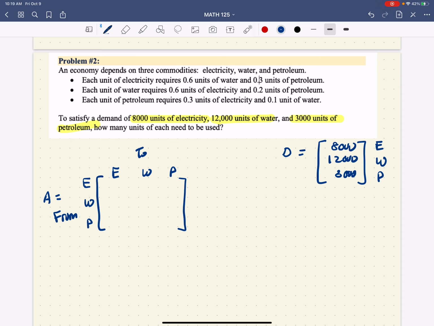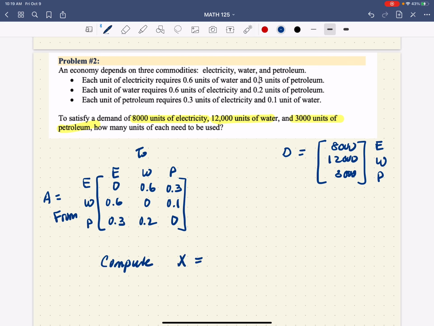So what we're looking at here is, to produce a unit of electricity, it takes 0.6 units of water and 0.3 units of petroleum. So that means this is a 0. To produce a unit of water, we need 0.6 electricity, no water, and 0.2 petroleum. And likewise for petroleum, we require 0.3 units of electricity, 0.1 units of water, and no petroleum itself. So there's our A.